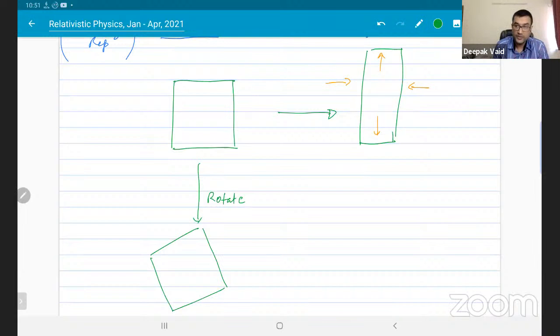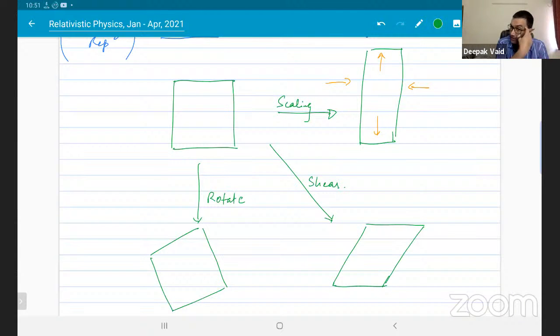This is a combination of scaling in the two different directions. So I'll just call this a scaling. And then you can have a shearing. A shearing, for instance, will take your square to something like this. So an arbitrary linear transformation will be some combination of all these three possibilities, right?